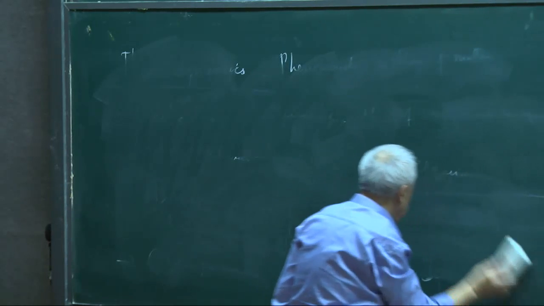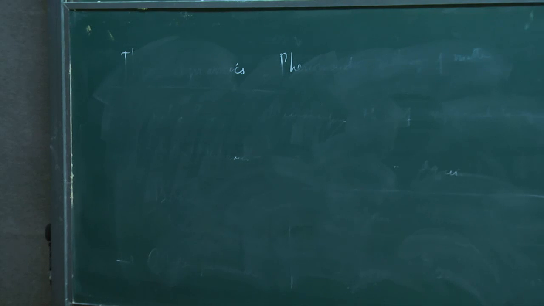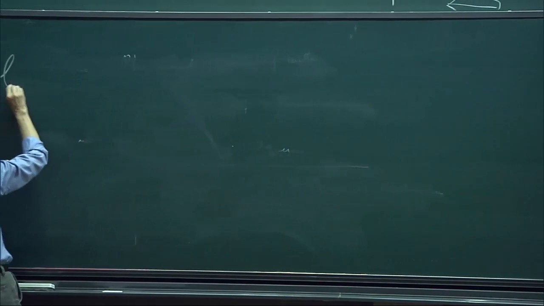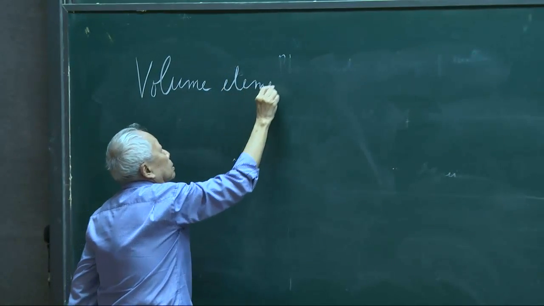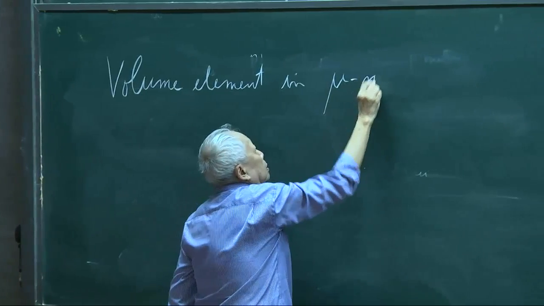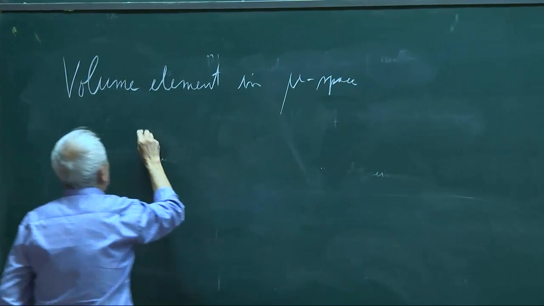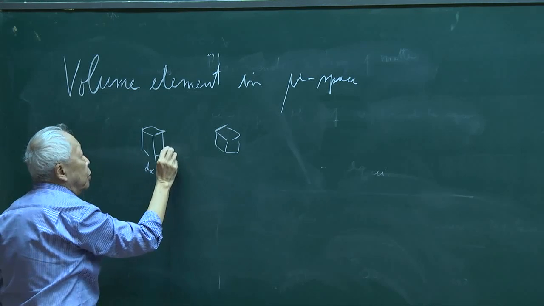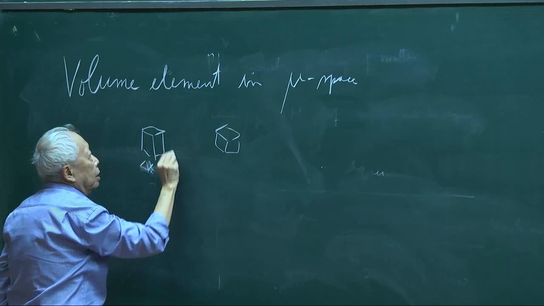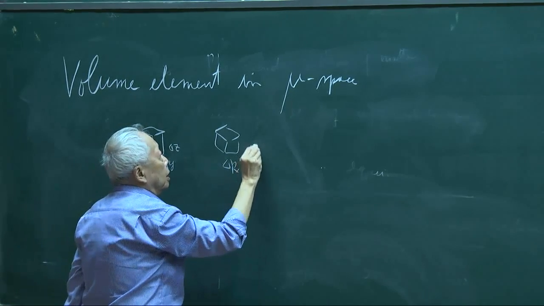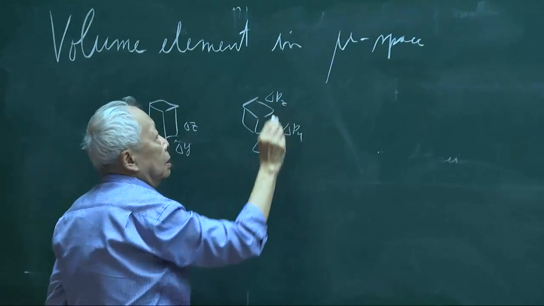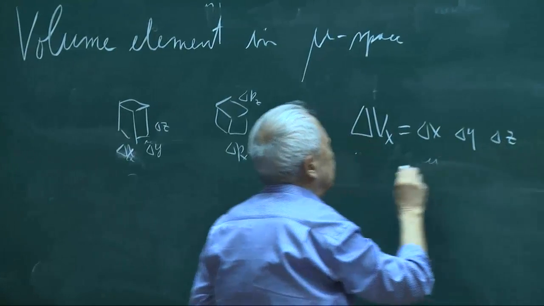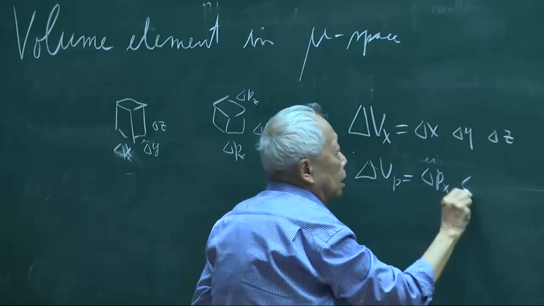So first we have to decide how big is that volume element. That fluid volume element, how big is it? We have to first decide how to choose that volume element in mu space. So in space, you have a cube, and in momentum space, you have another cube. You have delta x, delta y, delta z, and then you have delta px, delta py, and delta pz. And so the volume in x is equal to delta x times delta y times delta z, and the volume element in momentum space is equal to delta px, delta py, delta pz.